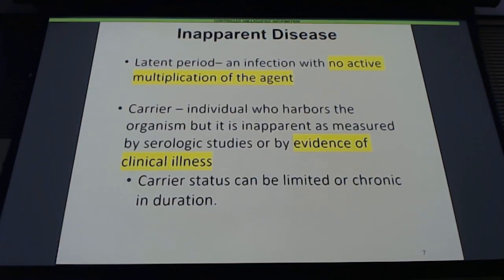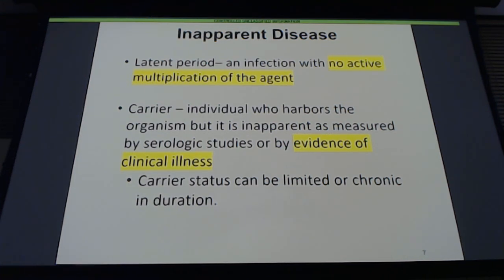And then you have your carrier state here. Right? Individuals who harbor the organism, but it's inapparent by serologic studies or by evidence of clinical illness. That would be like Typhoid Mary. She actually had typhoid. She got better. No symptoms. The organism loves to live in the gallbladder after they get better, more so in females than in males, which is what caused Typhoid Mary to be Typhoid Mary.